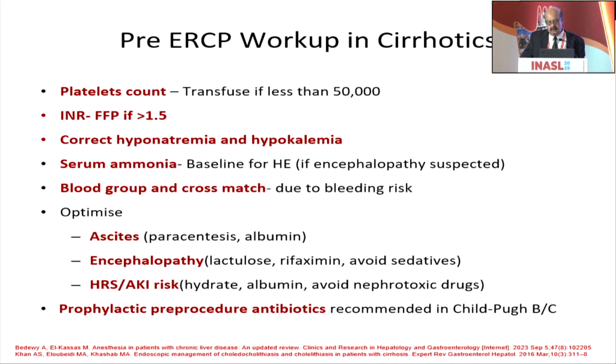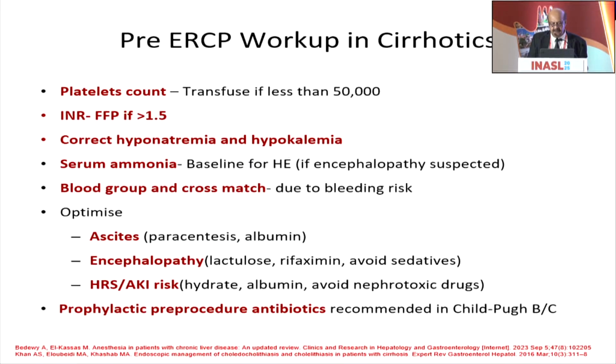Platelets should be transfused if the platelet count is less than 50,000. If INR is more than 1.5, FFP is to be given. Correct hyponatremia, hypokalemia. Take a serum baseline ammonia level. If it is higher, then it has to be treated before subjecting these patients to ERCP. Always have a group cross matching done because there is a risk of bleeding.